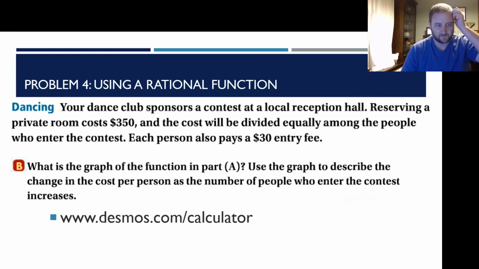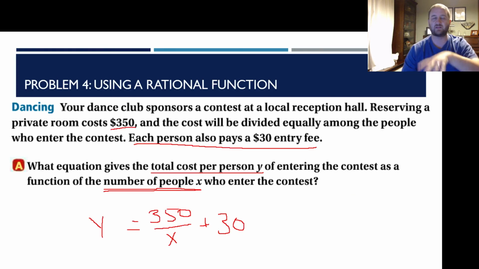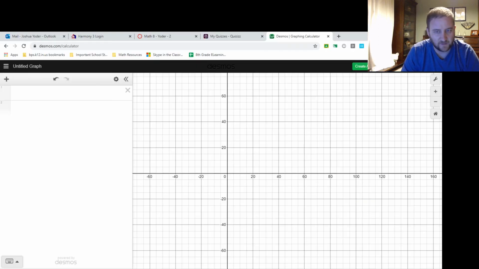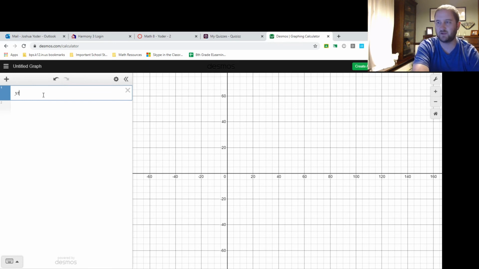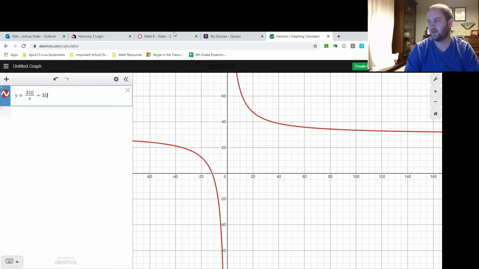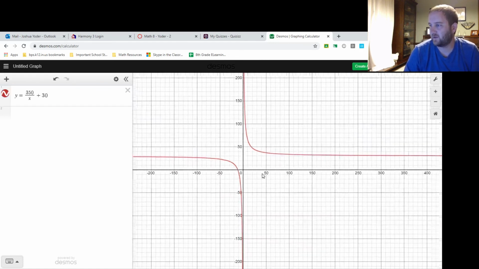Now, part B says, what is the graph of the function in part A? Use the graph to describe the change in the cost per person as the number of people who enter the contest increases. So, I mean, we could very easily set up a table for this, right? And just manually graph it. Or we can use Desmos to help us out here. Let me open it up over here. So, I'm going to go ahead and enter in our equation. Our equation was y equals 350 divided by x plus 30. And you can see it gives us a graph that looks like this.